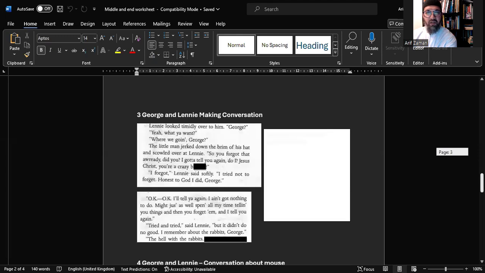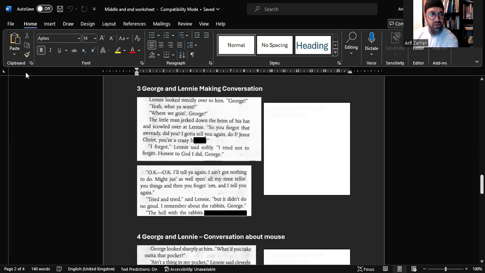George and Lenny making conversation. So Lenny looked timidly over to him. George noticed the question. Short. Yeah, what do you want? No, he said. Where are we going, George? No, he said. The little man jerked down the brim of his hat and scowled over at Lenny. So you forgot that already, did you? I've got to tell you again, do I? Jesus Christ. I forgot, Lenny said softly. I tried not to forget. Honest to God, I did, George.